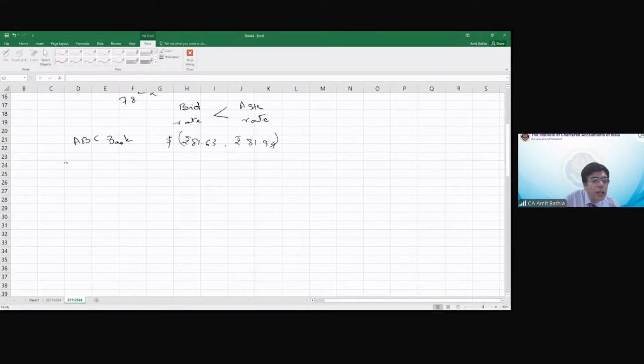Now, there is an exporter who is going to receive 200,000 of US dollars. So 200K US dollar. 2 lakh dollars he is going to receive, and he wants to essentially convert this into INR. So is he going to sell or is he going to buy? Yes. Exporter has received payment. He's going to sell, sir. So he is going to sell to the bank, right? In other words, bank is buying this. So this will be at what rate? Bid rate or ask rate? Bid rate. This will be at bid rate, right?